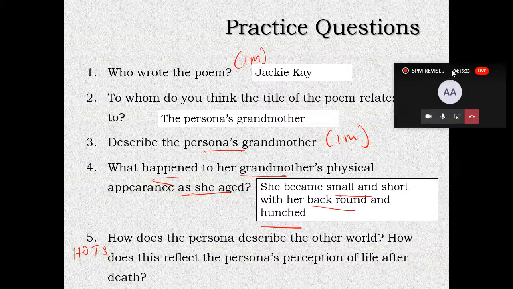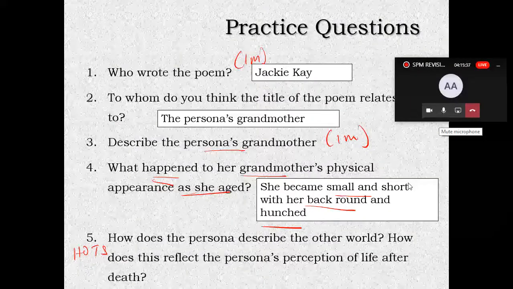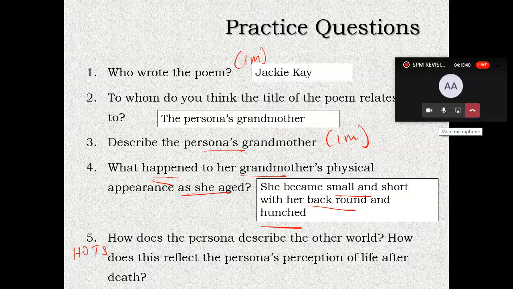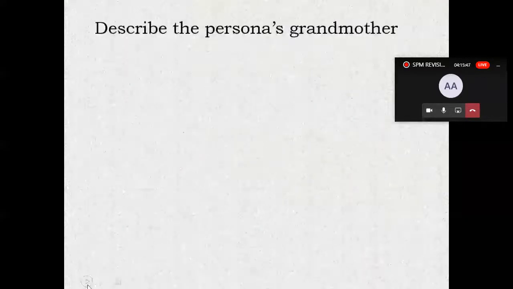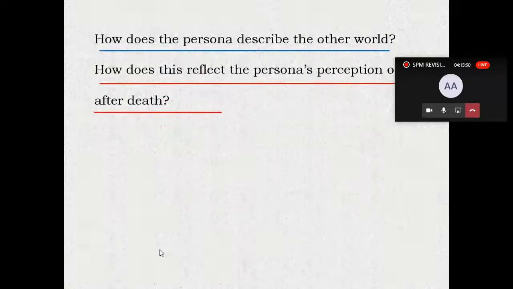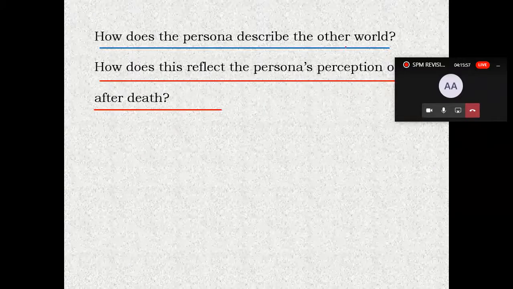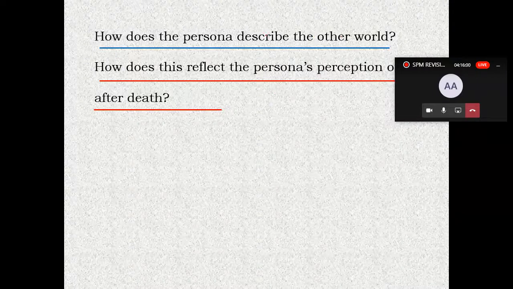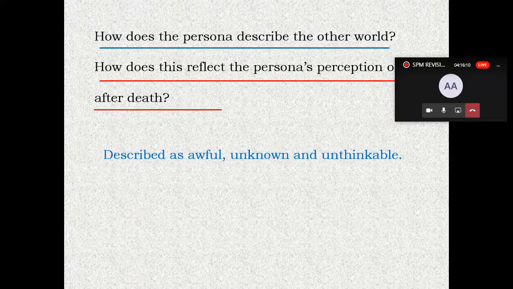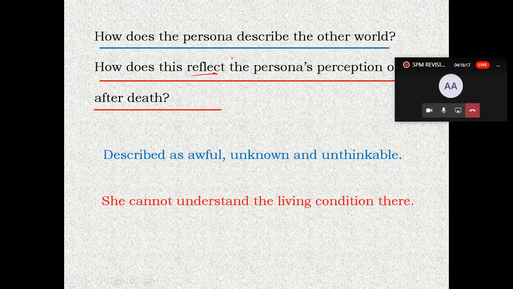Okay, now here, how does the persona describe the other world? How does this reflect the persona's perception of life after death? So let's look at number 5. There are 2 questions here. How does the persona describe the other world? This is question number 1, the first part. And how does this reflect the persona's perception of life after death? When you answer, you have to describe it as awful, unknown, and unthinkable, because that is her point of view. How does this reflect? She cannot understand the living condition there because she feels that it's awful.